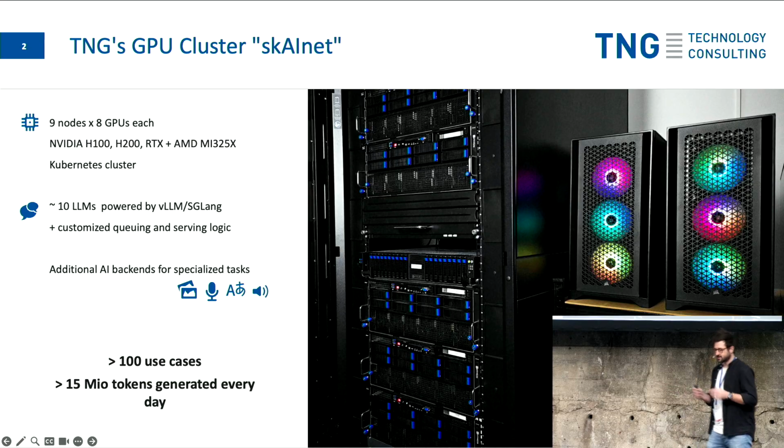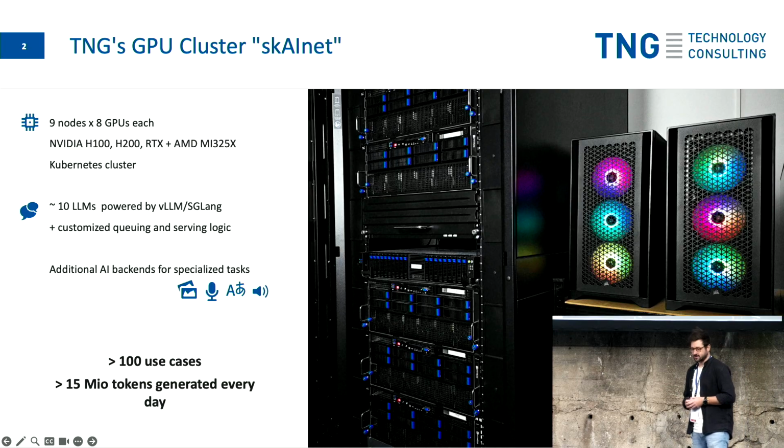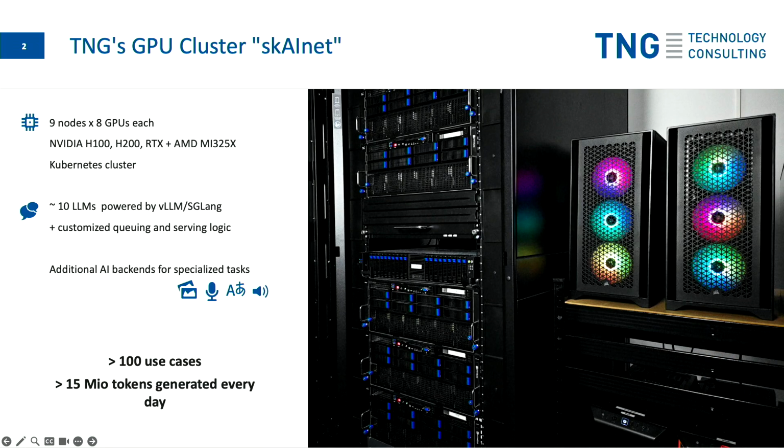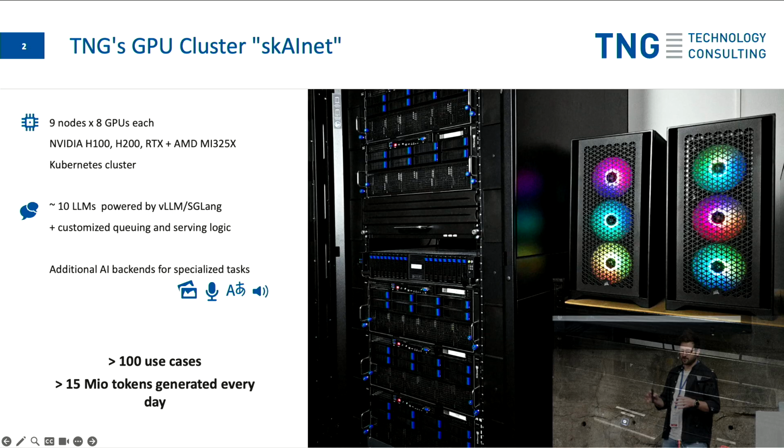So what's the TNG GPU cluster, or as we like to refer to it, Skynet? At the moment, that's 9 nodes with 8 GPUs each, because that's about as many as you can put into one single machine. There are GPUs of different variety, and we operate the entire thing as a bare metal Kubernetes cluster. At any given time, there are about 10 large language models that we serve.